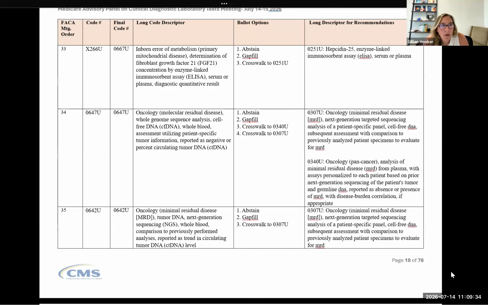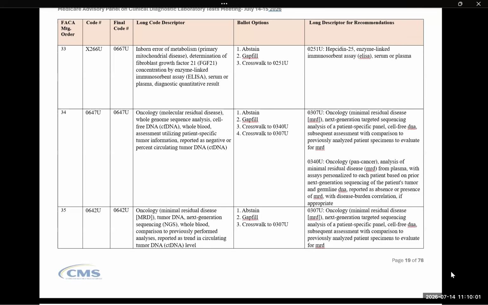The panel also considered crosswalk to 0307U, also an MRD code, patient assessment follow-up to baseline. Notably, 0340U is an ADLT, and because of that, we recommend crosswalk to 0307U.